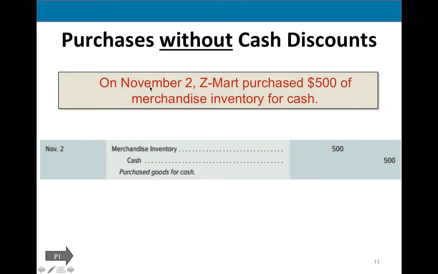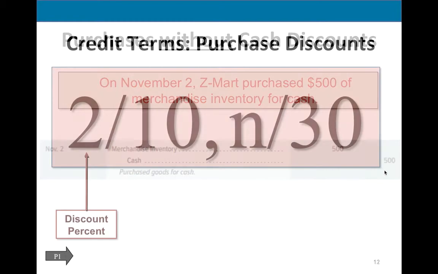So here's the first example. We purchase merchandise without a discount. We bought $500 of merchandise for cash: debit inventory, MI, credit cash.